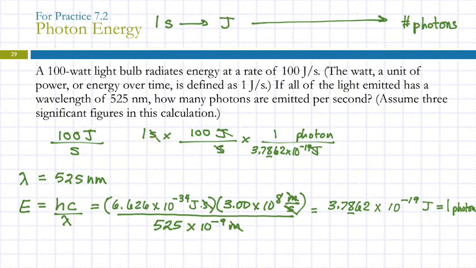So I've got 1 times 100 divided by that energy, and I get 2.64 times 10 to the 20 photons.